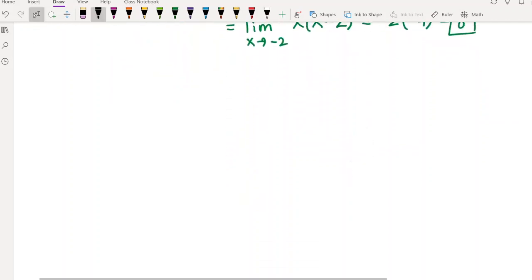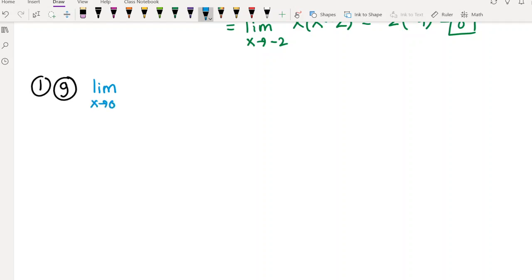Okay, so next up we have, let's do 1g. So 1g and 1h have a very similar approach. So I'm just picking 1g, but I think if you can do 1g, you can probably do 1h. They're very similar. So 1g is asking us to find the limit as x approaches 0 of the square root of 5 plus x minus the square root of 5 minus x, all divided by 5x.